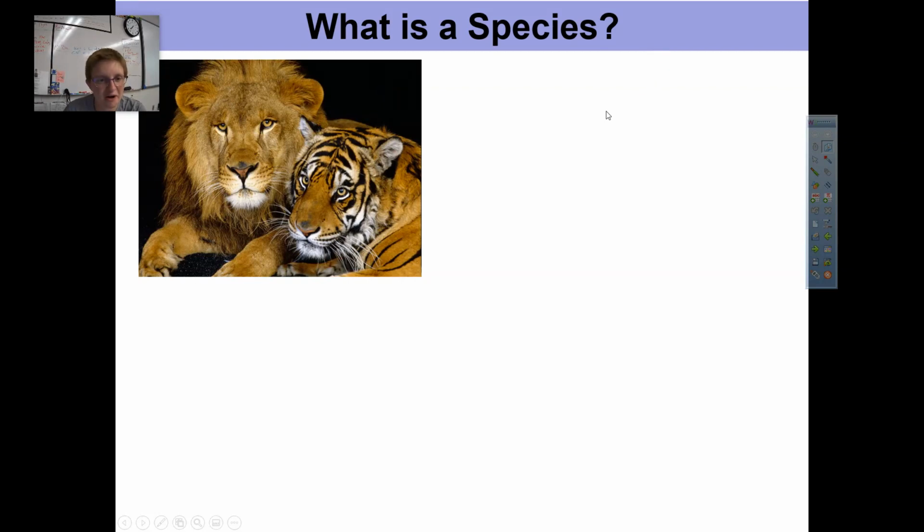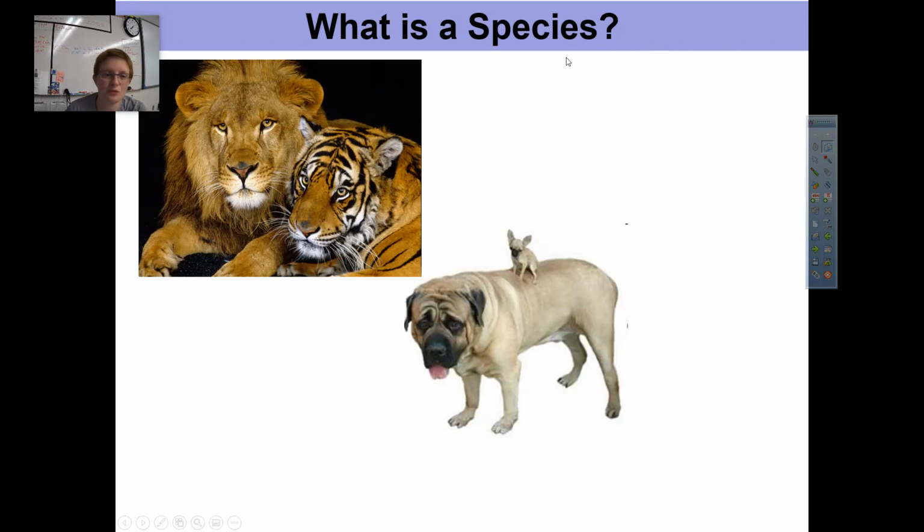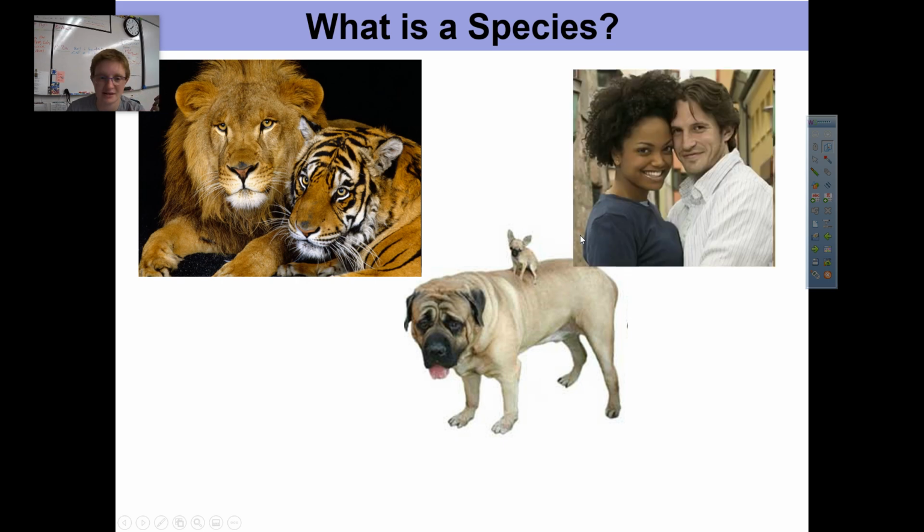And that is actually harder to define than you might think. We can mostly probably decide among ourselves that lions and tigers are different species. But they can mate and create babies together, but they're still not the same species. And then dogs can mate and create babies with each other, and those babies can create babies, and those babies can create babies. But look how different those dogs are. But guess what? This dog and this dog are the exact same species. It's crazy. So we really need to be able to define what a species is.